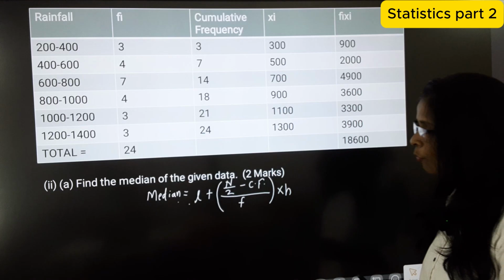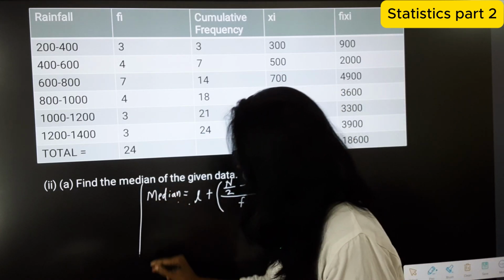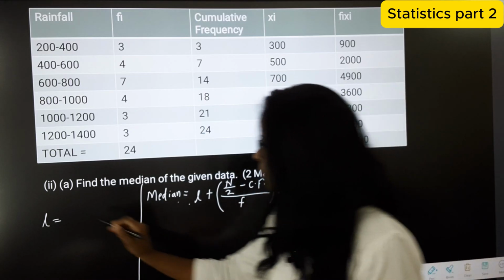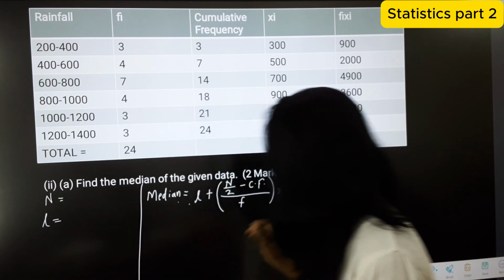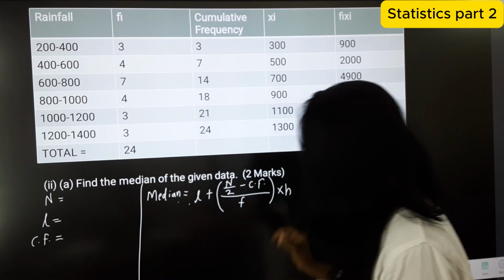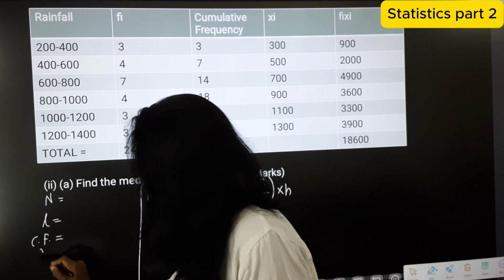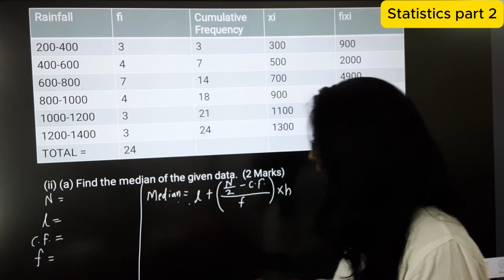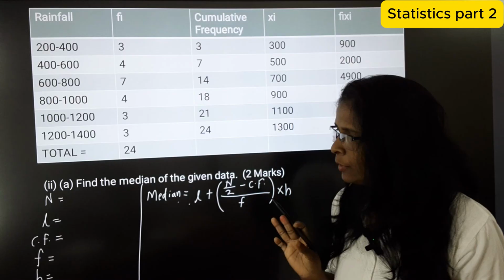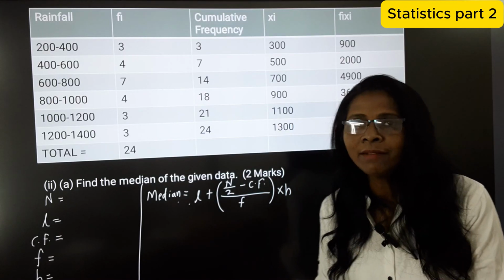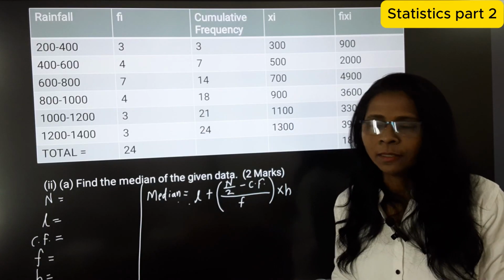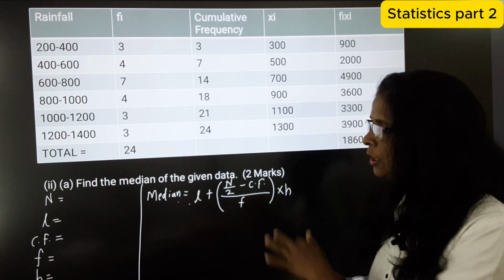Now here we want the value of L, the value of N, and the value of CF, that is the cumulative frequency. Then we also want F and the value of h. If we have these five values, then we can substitute them in the median formula and get the answer. But how can we find out these values?